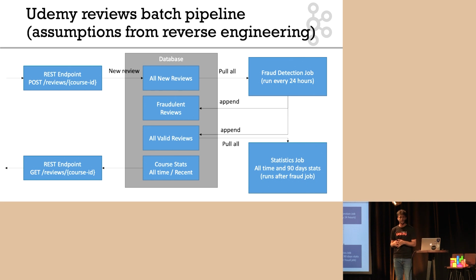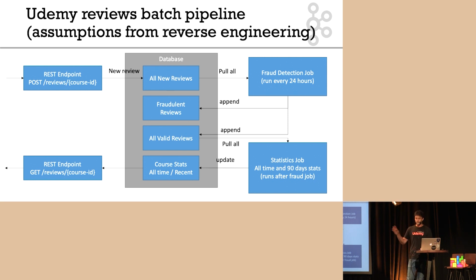It's going to pull all the data from these valid reviews, compute the all-time average and the 90 days moving average, and insert that into this course statistics table. OK? This is something that's super easy to reason about. It's batch, and there's a bunch of frameworks to do this, like Spark or others.